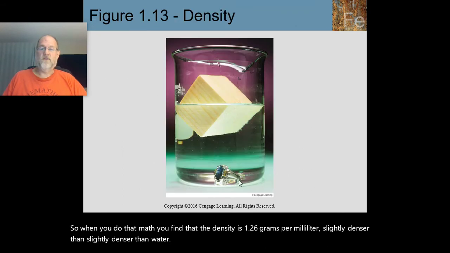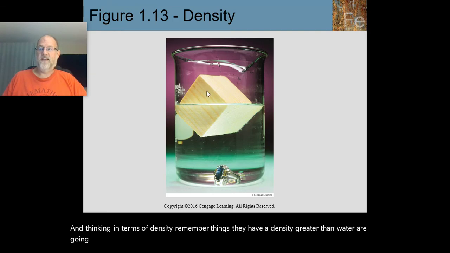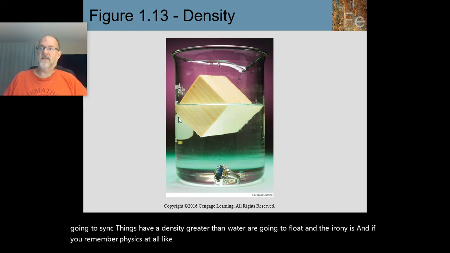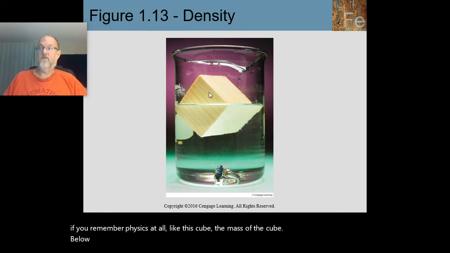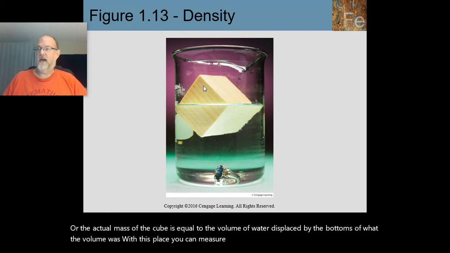And thinking in terms of density, remember, things that have a density greater than water are going to sink. Things that have a density less than water are going to float. And the irony is, if you remember physics at all, like this cube, the mass of the cube is equal to the mass of the volume of water displaced by the bottom. So if you know what the volume was displaced, you can measure the actual mass of this cube. It's kind of a neat phenomenon.